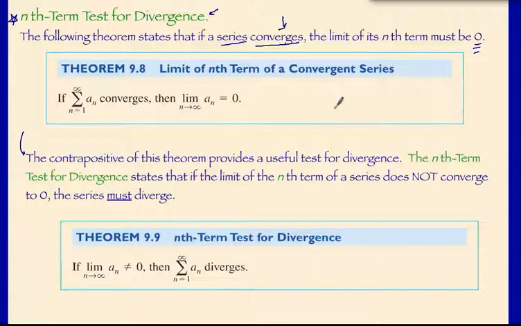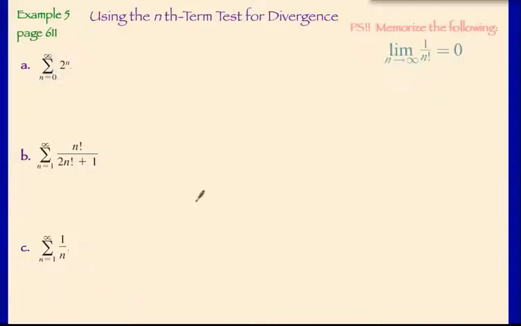So if we're looking at a series and we see that the nth term has a limit that is not 0, we know for sure that that series did not converge. It diverged. That's why this is a test for divergence. So let's see how that works in the next example.